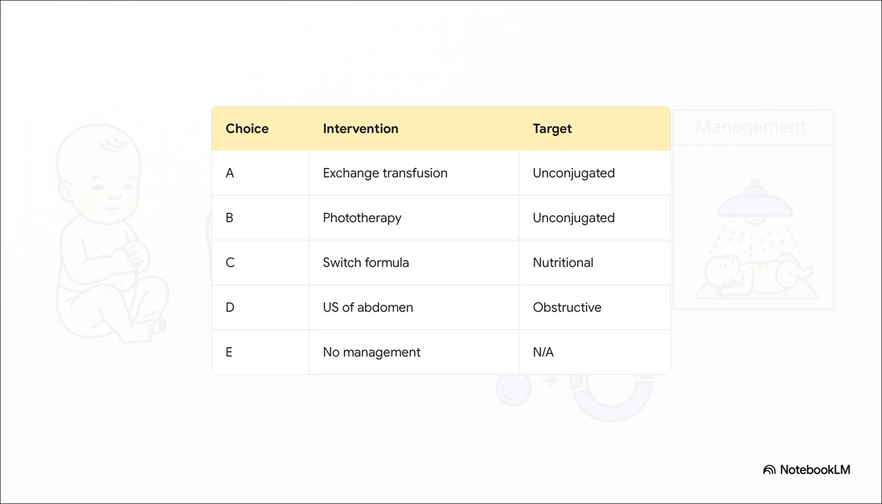Looking at our 5 options, the matrix forces us to select option D, ultrasonography of the abdomen, as the initial imaging step. We exhaustively rule out options A and B, phototherapy and exchange transfusion. Those modalities are exclusively reserved for unconjugated bilirubinemia, so they offer zero benefit in this case. Furthermore, we definitively reject option C, switching to a cow milk formula, for an infant with adequate growth parameters. And option E? Absolutely not. You don't just stop management for a primary hepatobiliary obstruction.